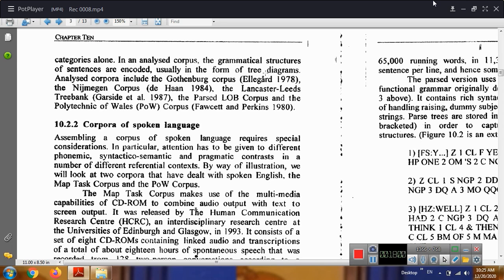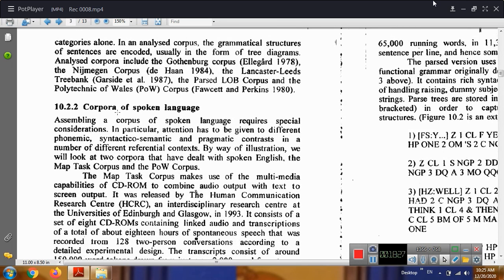Okay, you can see the grammatical annotation as the tree diagram. Analyzed corpora include the Gutenberg corpus, Nijmegen corpus, Lancaster Leeds Treebank, the Parsed LOB corpus, and Polytechnic of Wales corpus, or POW. We see and we know about the treebank. We read about them and about the parsing. I explained this term for you in the previous article.